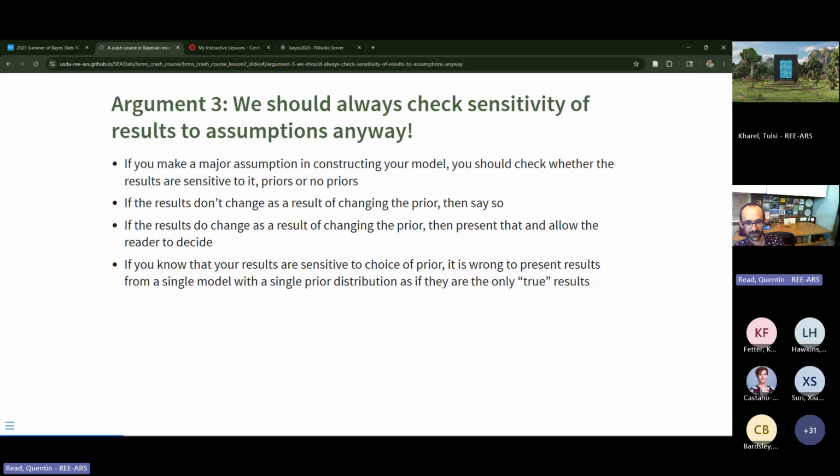But what would be a little bit dishonest is to knowingly present results with one prior as if it was the only possible answer, even though you know that varying the prior will change the results qualitatively. That would obviously not be legit. So yes, definitely be above board when you do any kind of analysis like this.